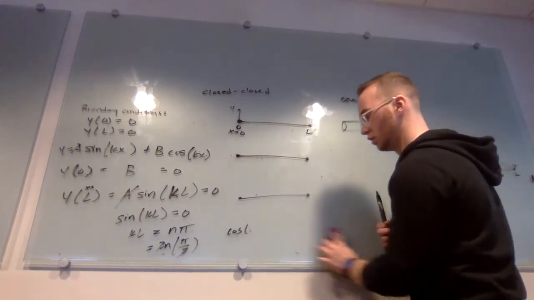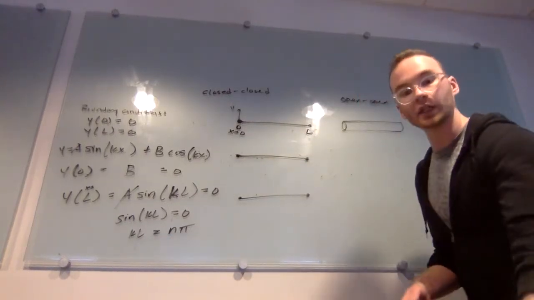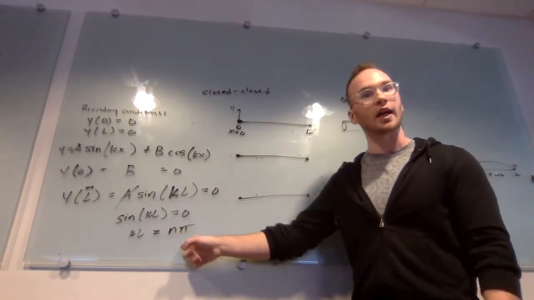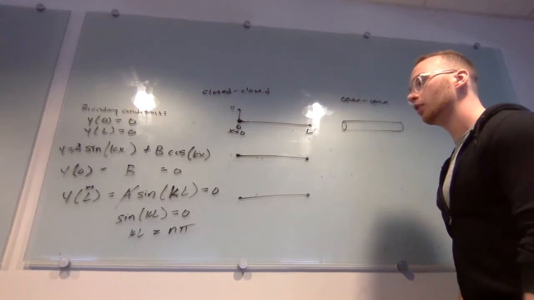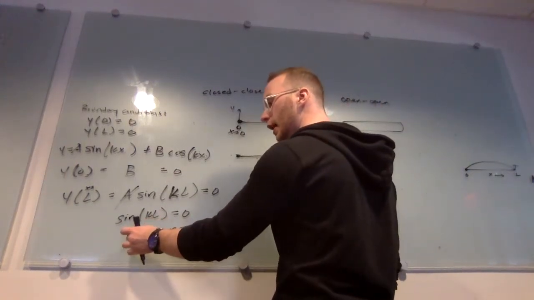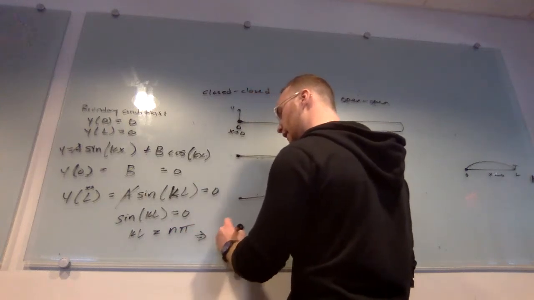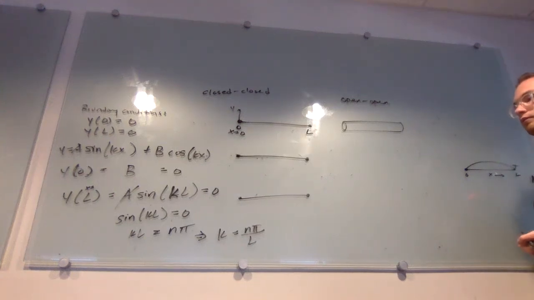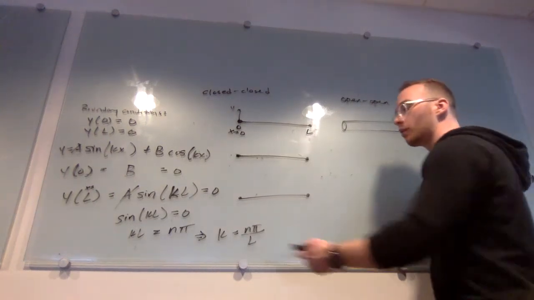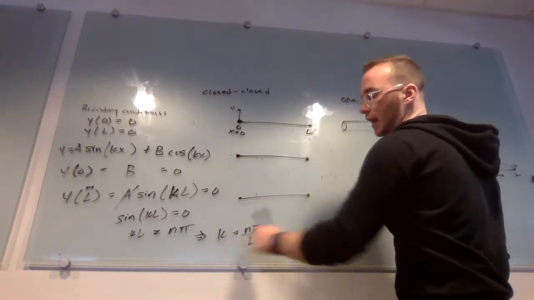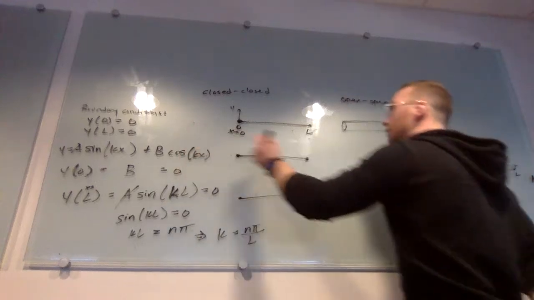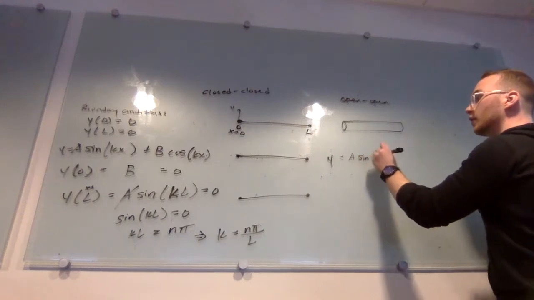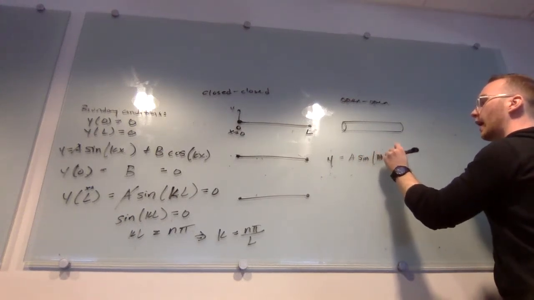And so now we have KL equals n pi. Remember, n is an integer. Of course, there's infinitely many solutions, because if n is any integer, this is satisfied. And now we can solve for k, the only unknown here. So k equals n pi over L. So we have something for k. Now if we plug it back in, we found two things: b equals 0 and k is this. So if we go back to our wave equation and plug these in, we get y is a sine n pi x over L.